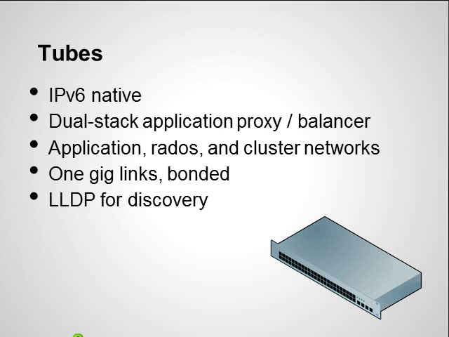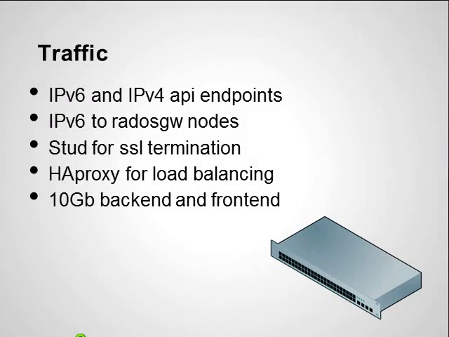Again, everything is 1 gig links bonded, front and back links, and we use a lot of LLDP for discovery. It makes managing the bonded links a lot easier. Again, our newer stuff is using 10 gig. It uses more of a fat tree topology. We're finding that it's a lot easier to manage than having to deal with all the smaller size bonded links.